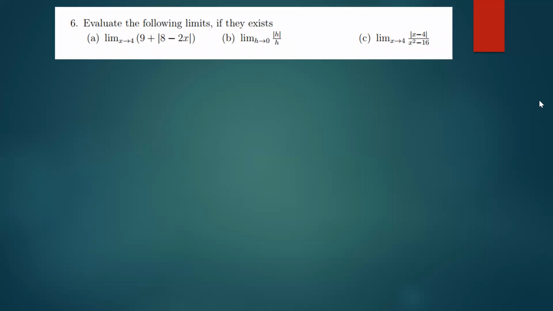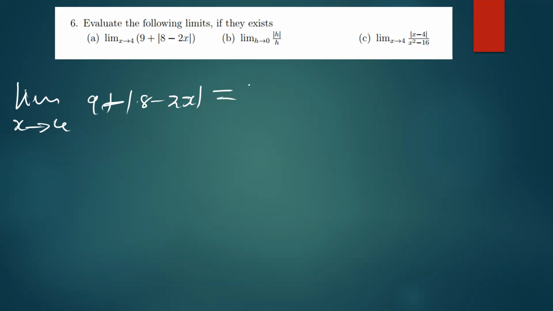All right, so we have the first question that has been presented before us. For this question, what you just need to do is plug in the value, just put 4 inside there. In other words, I'm trying to say the limit as x is approaching 4 of 9 plus the absolute value of 8 minus 2x.